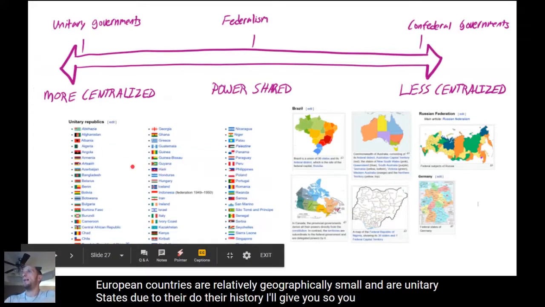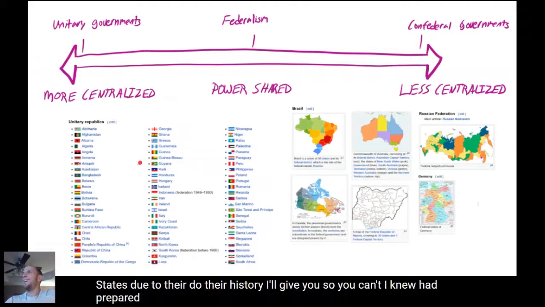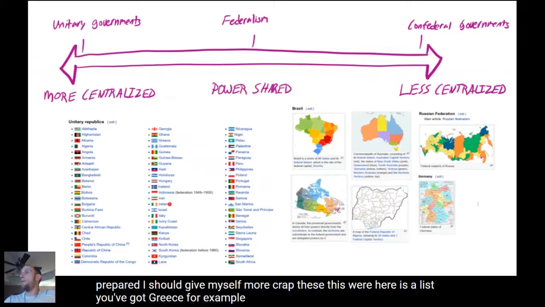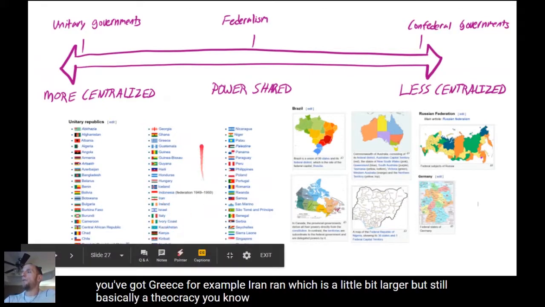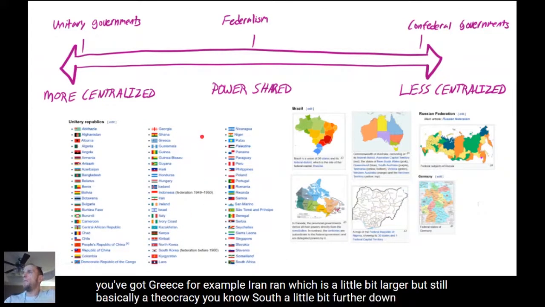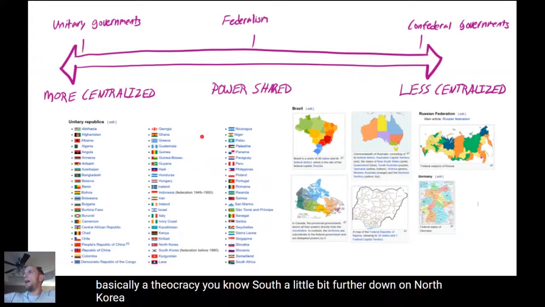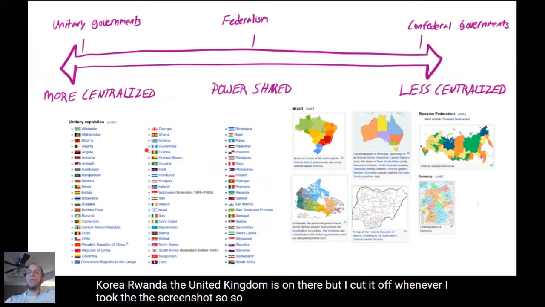Okay, I knew I'd prepared. I should have given myself more credit. This here is a list. You've got Greece, for example, Iran, which is a little bit larger, but still basically a theocracy. South Korea, a little bit further down. North Korea, Rwanda. The United Kingdom is on there, but I cut it off whenever I took the screenshot. So a lot of countries, not just European, but from all over the world.